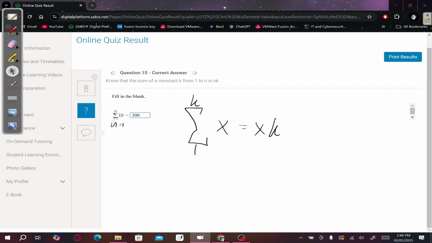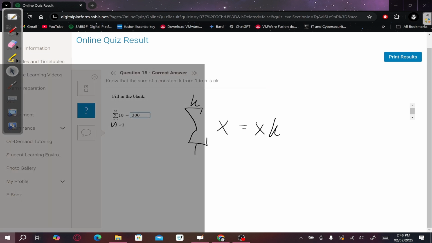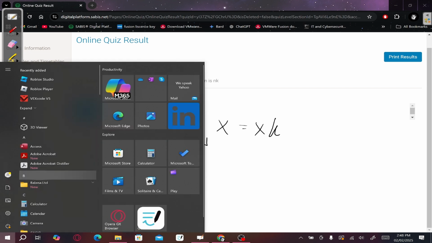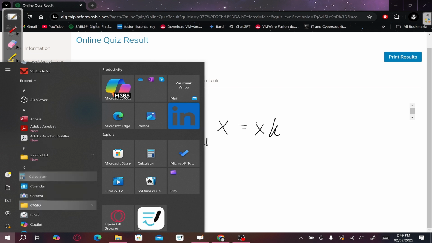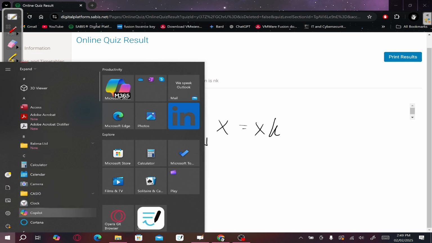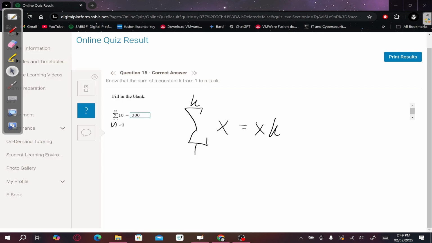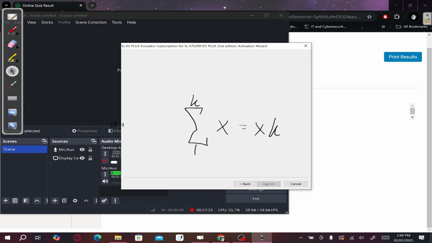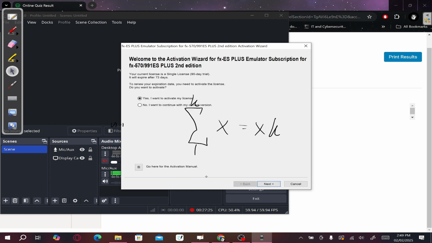Let me show you how to get the summation, actually. So we're going to go to the start menu. It's up here. It's this one. I'll just pause it till it opens up so I don't waste any of your time. Okay, it's opened. I do not want to activate, so thank you.